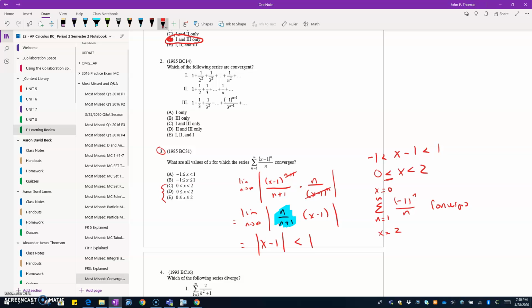Then at x equals 2, the other endpoint, we're looking at sum from n equals 1 to infinity of 2 minus 1, which is 1 to the n, over n. And that one diverges by p series. So we're divergent on that side, convergent on the 0. So we're looking at 0 is less than or equal to x is less than 2. All right, which actually ends up being choice D. So D would be the correct choice on that one.